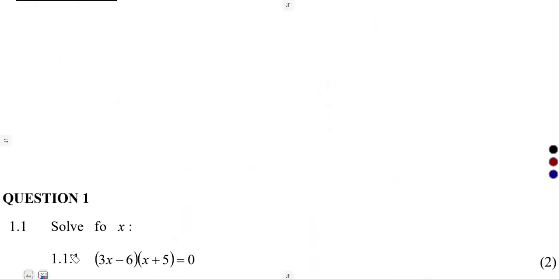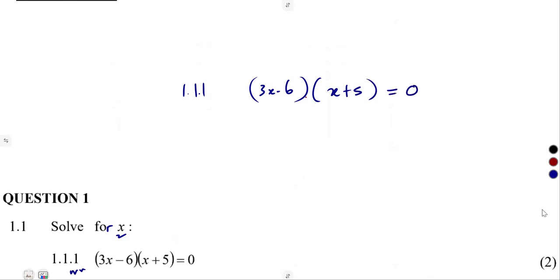We are given 1.1.1. All this is to solve for x. In 1.1.1, we have 2 brackets, 3x minus 6 into x plus 5, and that's equal to 0. Remember the zero product: the product of 2 terms, 2 brackets. For us to obtain a 0 there, it means one of these must be equal to 0. So it's either this must be equal to 0, or this must be equal to 0. 3x minus 6 is supposed to give us a 0, or the bracket of x plus 5 is supposed to give us a 0. So we can solve for x.